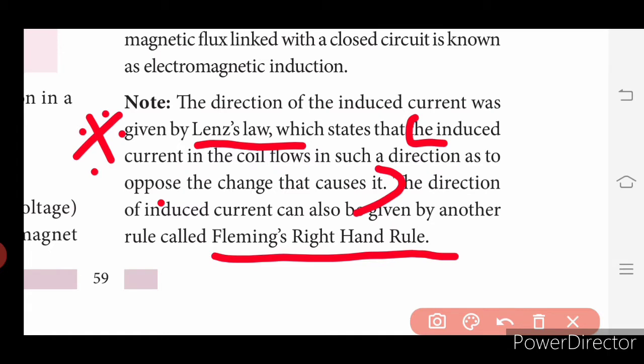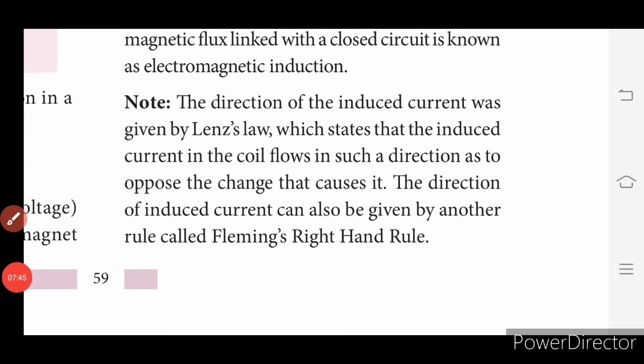We have already seen Fleming's left hand rule. When you stretch the left hand, the thumb indicates the motion, the forefinger indicates the magnetic field, and the middle finger indicates the direction of the current. This is what Fleming's left hand rule said. Now we will discuss what Fleming's right hand rule says. Before that, I will show you a picture. Wait for the picture, children.